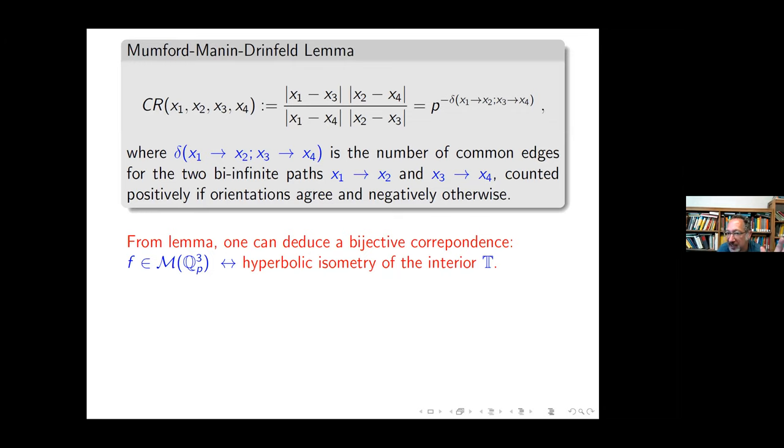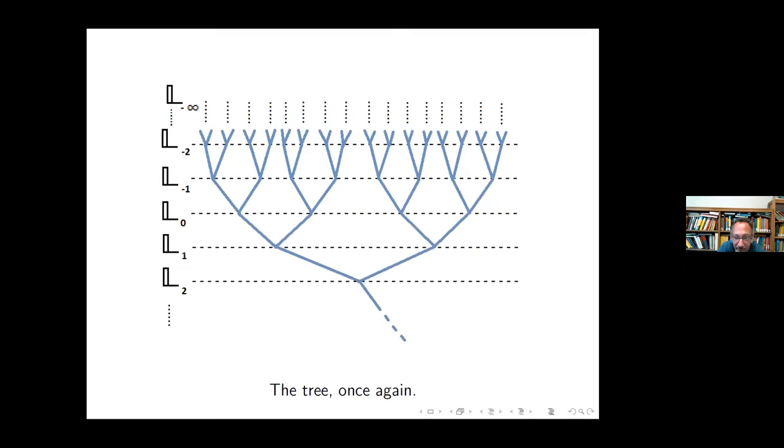These paths don't intersect, in which case this cross ratio is 1. If they intersect, you just look at the length of the intersection, which is finite, and you take p to that length, or minus that length, but you have to count it positively or negatively according to the orientation. If the orientations agree, you count it positively. If they go like that, you count negative. But that's the key thing used to show this. It's done in a paper by Lerner and Nissan. This is not my result.